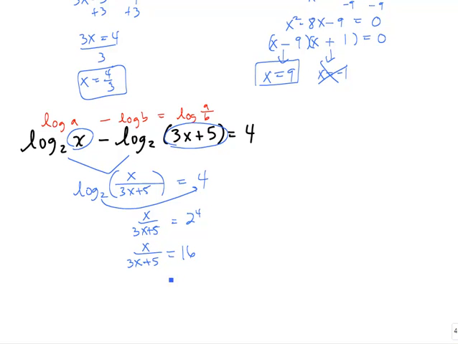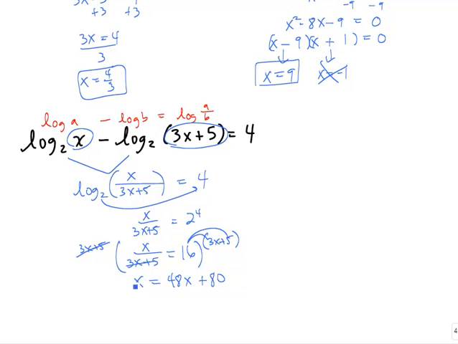And now to solve this fractional equation, we can clear out this denominator by just multiplying the left side by the denominator and the right side by that denominator. On the left side, it just cancels out the denominator and we get x. On the right side, we are going to want to distribute that 16 across. So 16 times 3x is 48x, and 16 times 5 is 80.